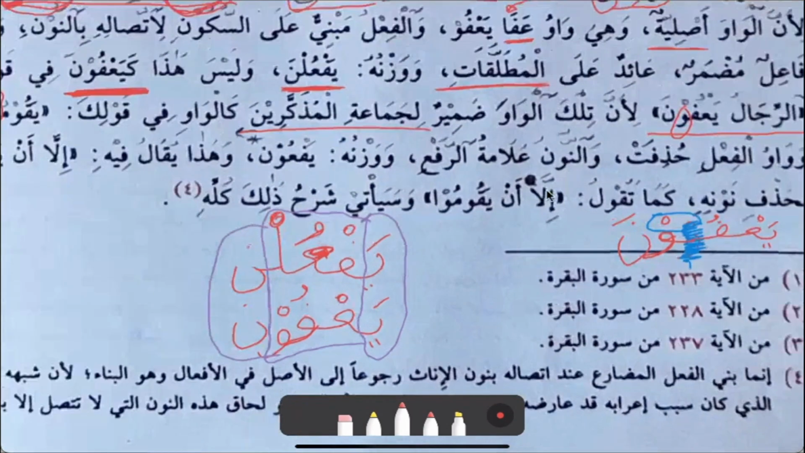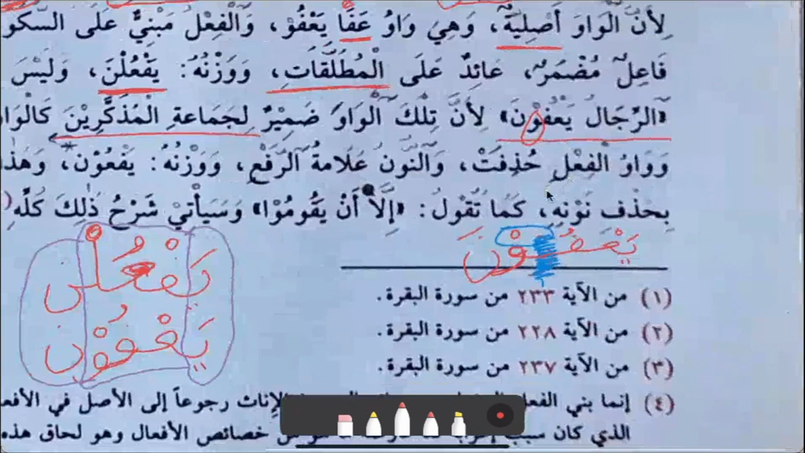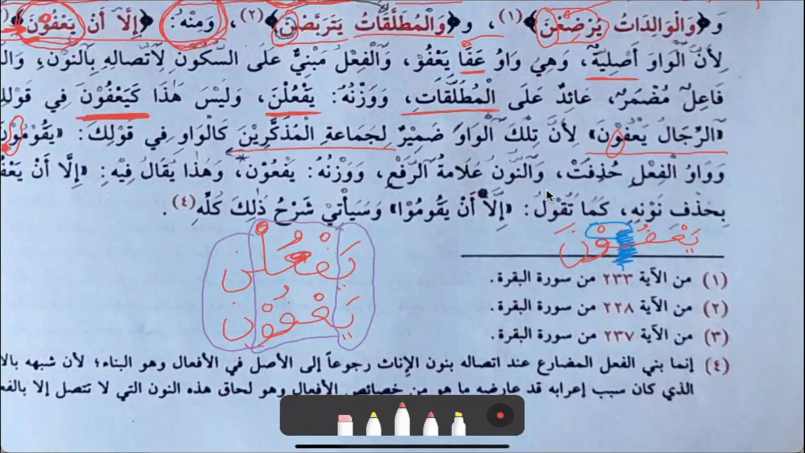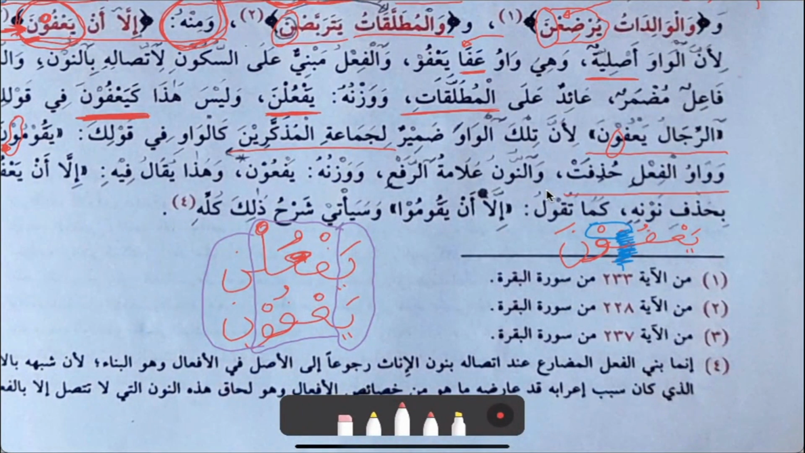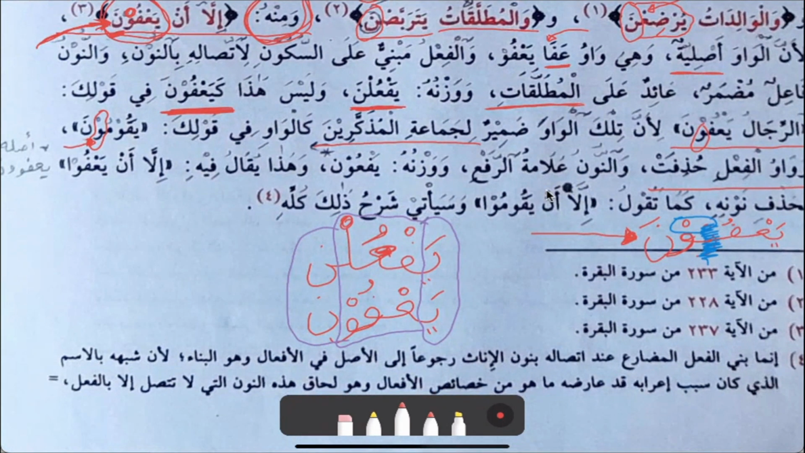So he says, the wow of the verb got omitted. And the noon that's there, that's the sign of rafa'. We didn't talk about that yet. Then the pattern of this verb: when you pronounce it, you say ya'fun, but its pattern is yaf'un.